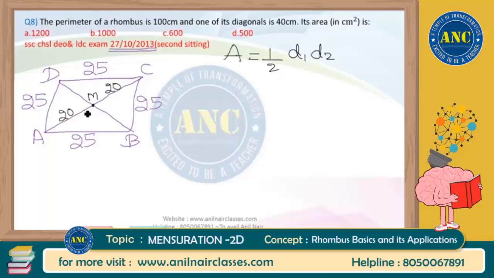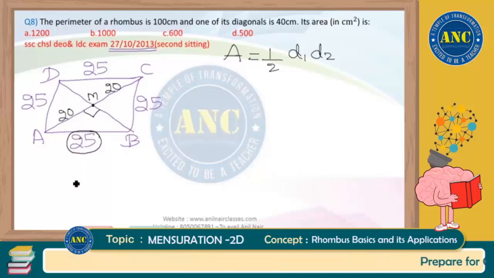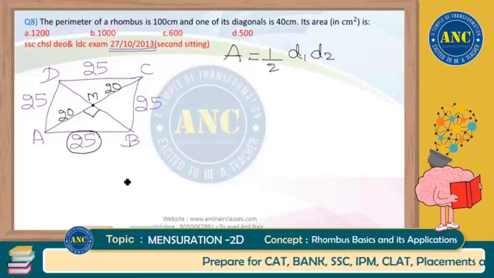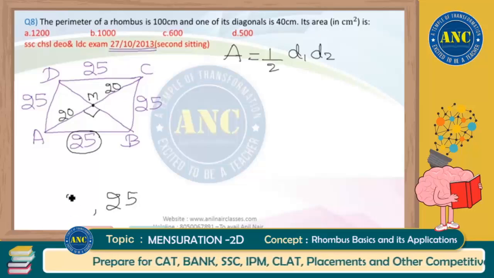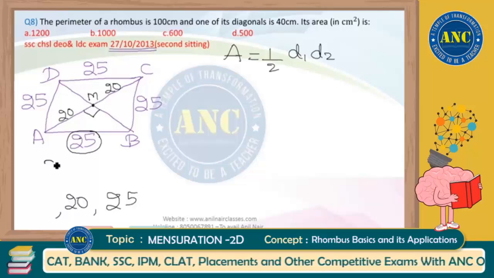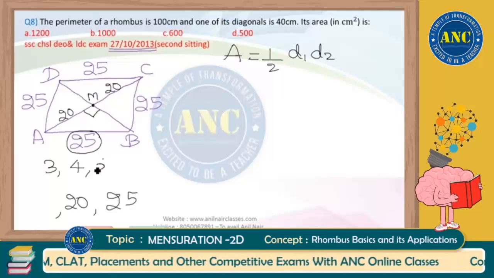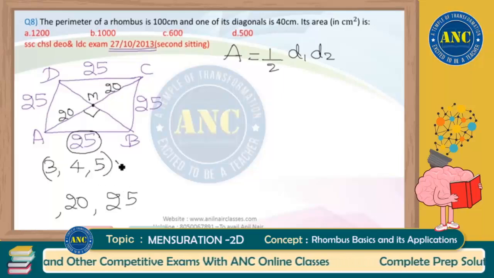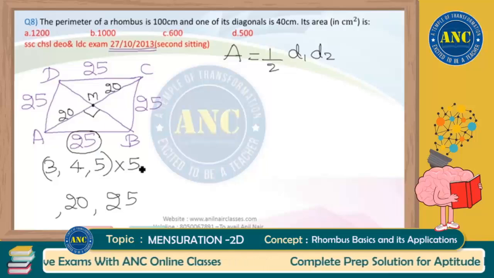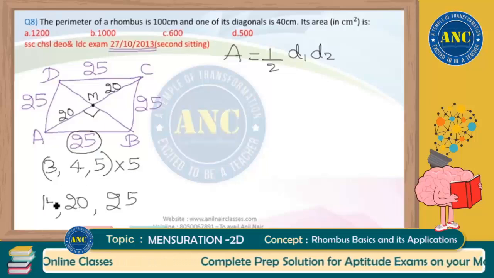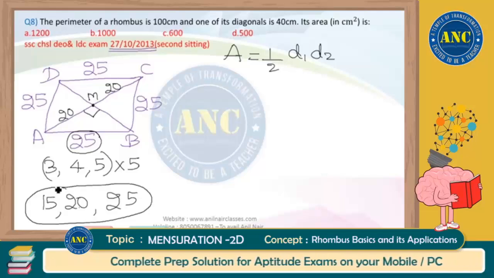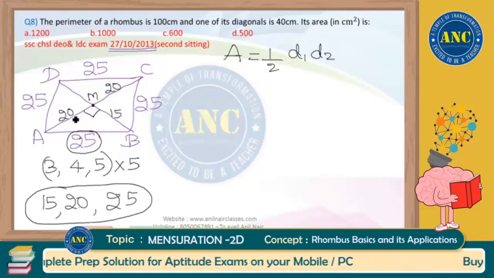For the other diagonal, this is a Pythagorean triplet, because the diagonals bisect at 90 degrees, a right angle. Opposite to 90, the hypotenuse is 25. So this is 25 and another side is 20. What will be the other side? The basic Pythagorean triplet is 3, 4, 5. 5 is becoming 25, so multiply by 5. 4 into 5 is 20, so 3 into 5 should be 15. That means the Pythagorean triplet is 15, 20 and 25.